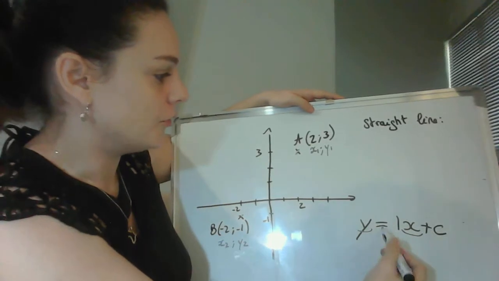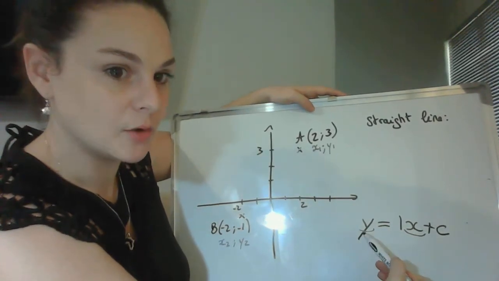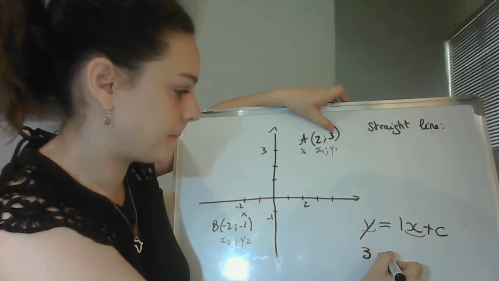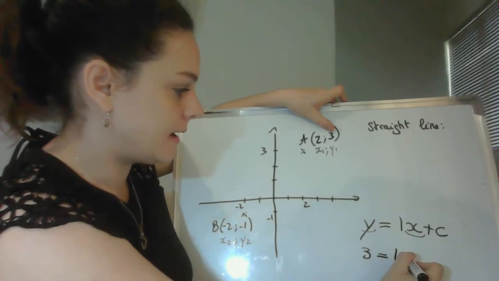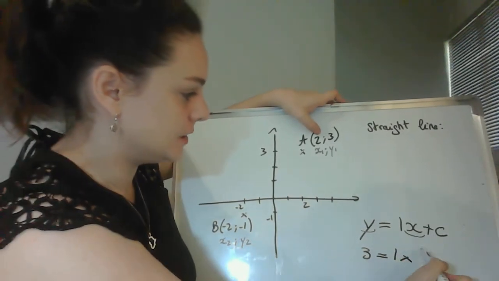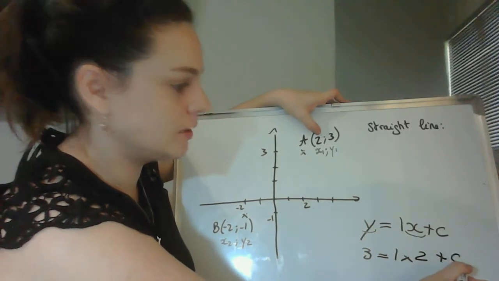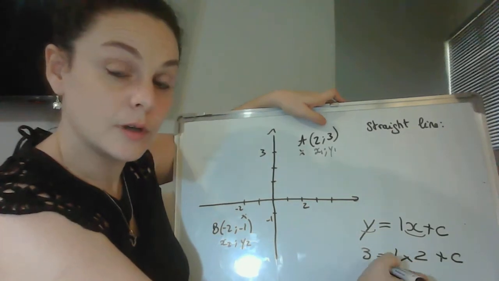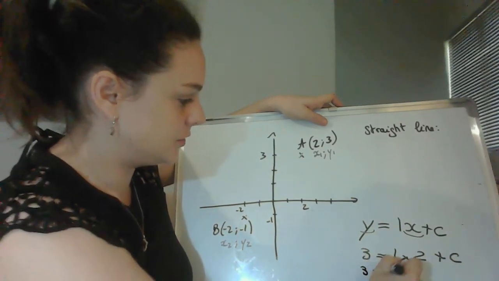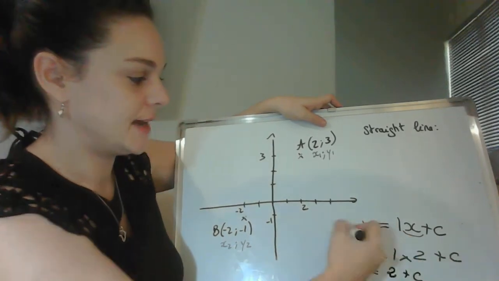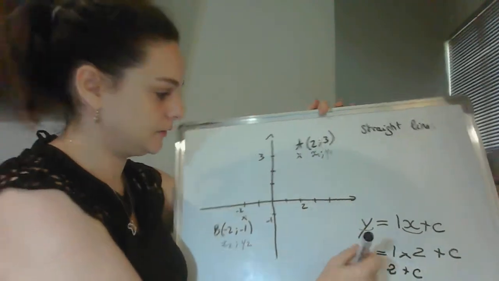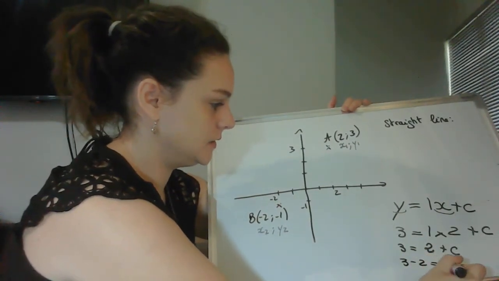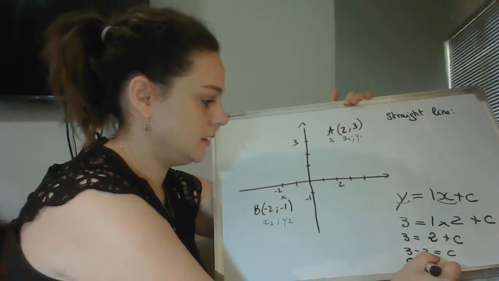Alright, so now from here I'm changing the y for the y of A, which is 3. My gradient is 1, and I times it by the x of A, which is 2. And I'm still looking for the c value. So now, if I simplify it, I've got 3 equals 2 plus c. I take the 2 over. I've got here 3 minus 2 equals c. I'm getting c equal to 1.